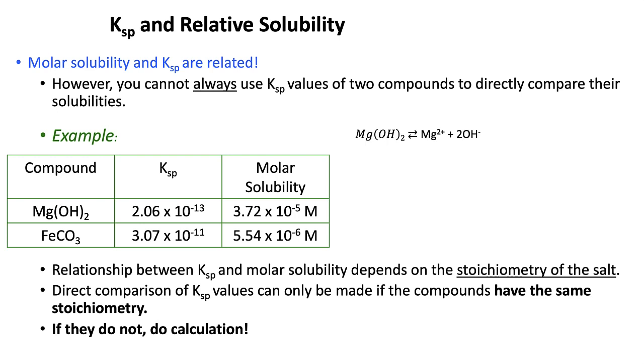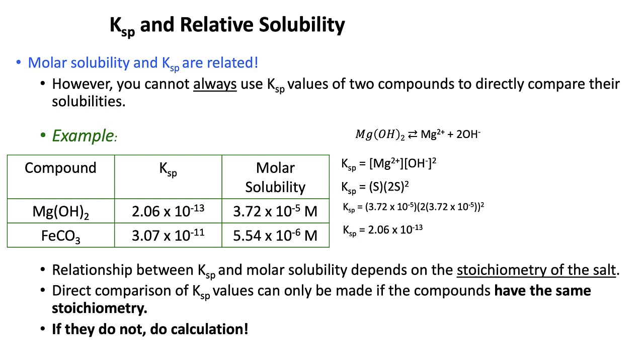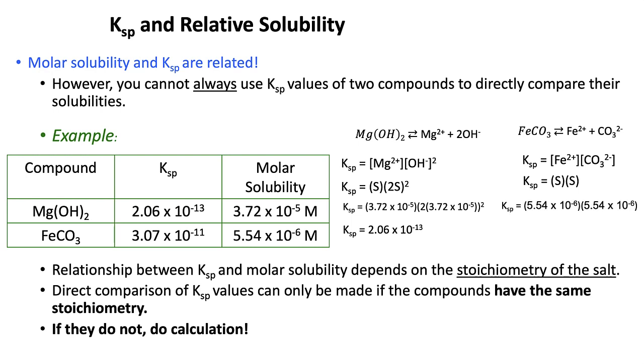As for that calculation for magnesium hydroxide, magnesium hydroxide turns into magnesium and 2 hydroxides. Therefore, KSP is equal to magnesium times hydroxide squared. From the same ICE table breakdown that we did in the previous slide, we can calculate KSP based on these molarities, and we end up with the value shown for KSP. If we want to check the iron 2 carbonate, we notice that it's a 1-to-1 ratio, so this is the KSP expression. The concentration of each ion is equal to the molar solubility, and we can put in the molar solubility and again recover KSP.